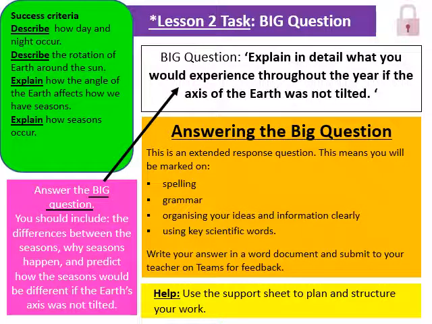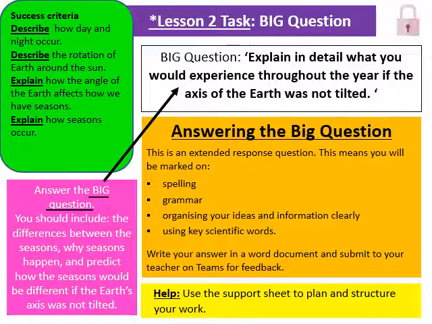Now, when you're answering this question, it is an extended response question. That means that you're going to be marked on your spelling and grammar, as always, but you're also going to be marked on organising your ideas and information clearly. So think carefully about how you structure your answer. Make sure it's well written, you're using full sentences. It's also really important that you use key scientific words. So look back at some of the words we've used in this lesson. Make sure you've picked out some of the ones that you think we need to include in this answer.